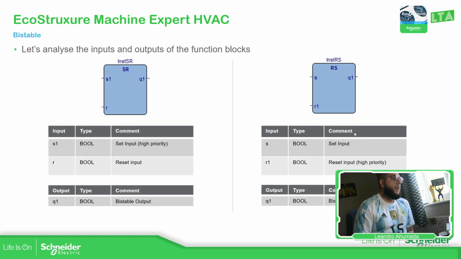So here we have the two blocks, the set reset and reset set. Basically, set reset means that the set has higher priority than the reset, and in the reset set, the reset has the higher priority. You can see here in the block you have the number 1, meaning that it has the high priority. High priority in this case means that if I put the value true in there, it will override whatever I have in the other inputs.